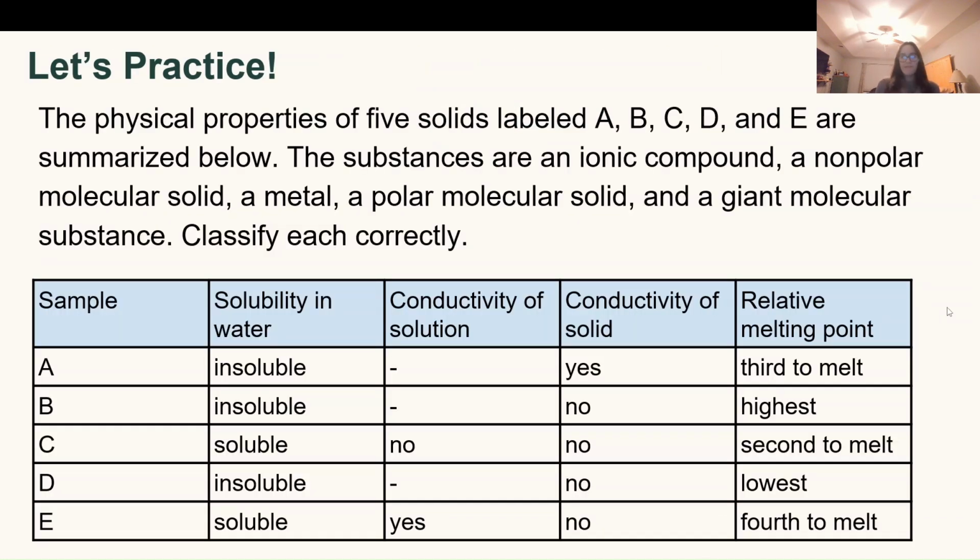And here is a fun, well, I think it's fun, practice problem for you guys to try in order to identify if something is ionic, nonpolar, polar molecular, metal, or a giant molecular substance. So you guys can try that if you want to.